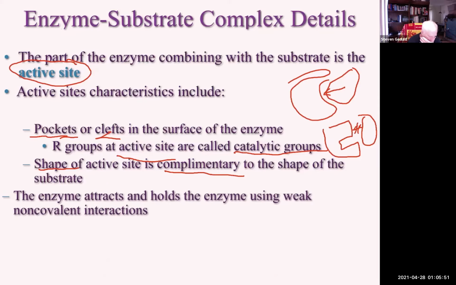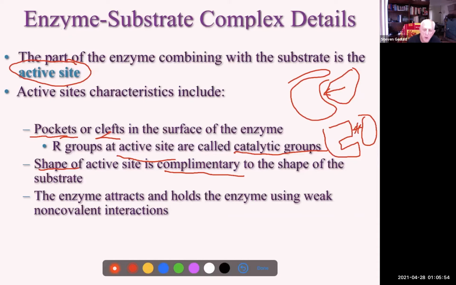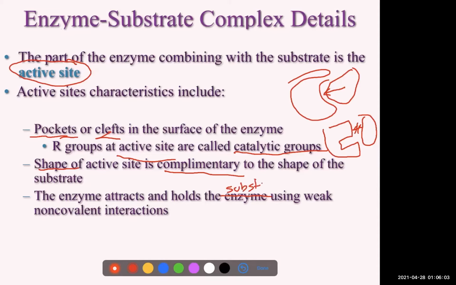So the enzyme attracts and holds the substrate using weak. This should say substrate. That didn't make sense. I have to fix that on the slide. So the enzyme attracts and holds the substrate using weak non-covalent interactions because they have to be separated again. You're not going to covalently bond it. It's going to be a reversible bond. It's going to form weak non-covalent interactions that hold the substrate to the enzyme at the active site. Like I said, hydrogen bonding, salt bridges, hydrophobic interactions, disulfide bonds, things like that.